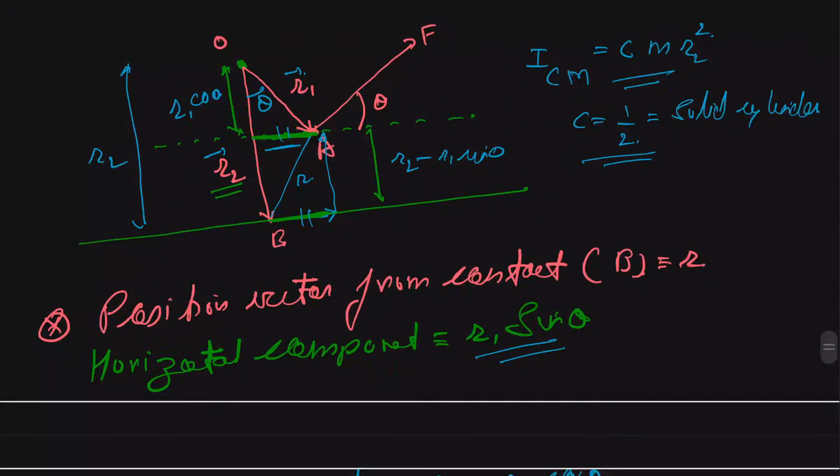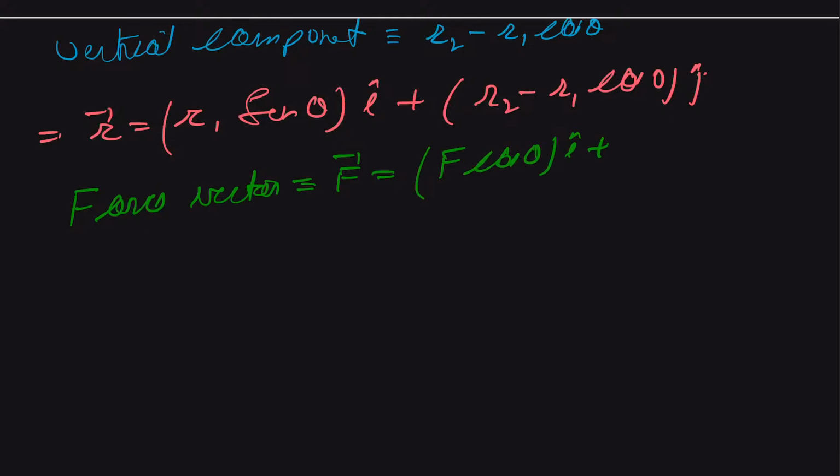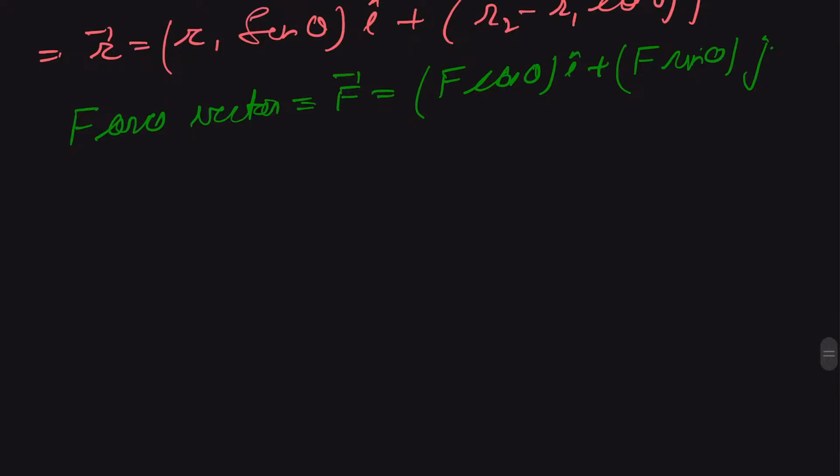Similarly, we can divide our force F into two components. We are going to have F cos of theta, and F sine of theta. Therefore, we can write that our force vector F will be equal to F cos of theta times i plus F sine of theta times j, and torque is our position vector cross force vector.